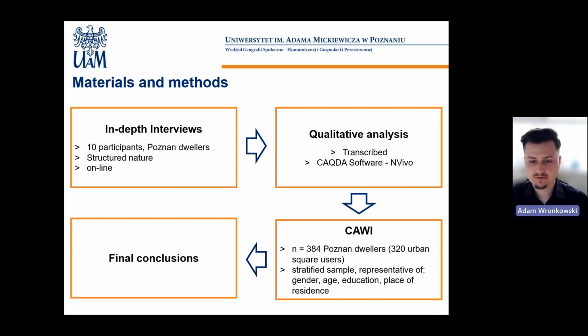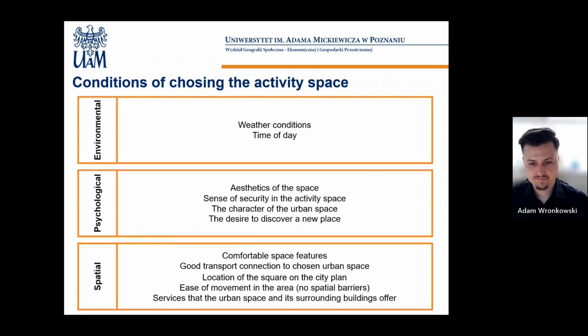The identified factors were then quantitatively assessed in the survey conducted using the CAVI technique. 384 people participated in the survey, of whom 320 declared that they use city squares. The sample of respondents was stratified to mimic as closely as possible the population of Poznan in terms of gender and age. A quantitative analysis was then conducted while looking for correlation using Student's t-test analysis.